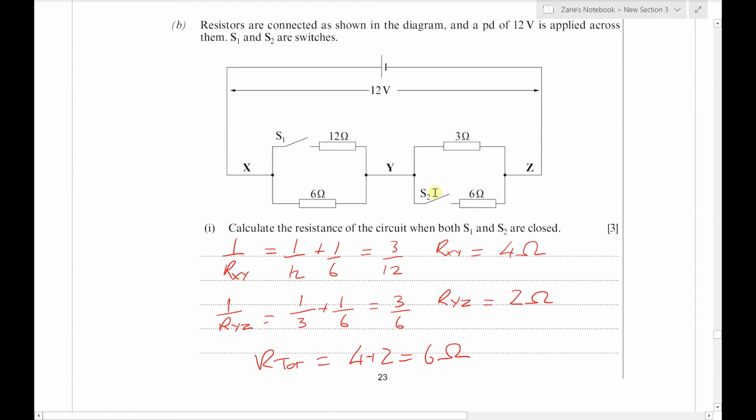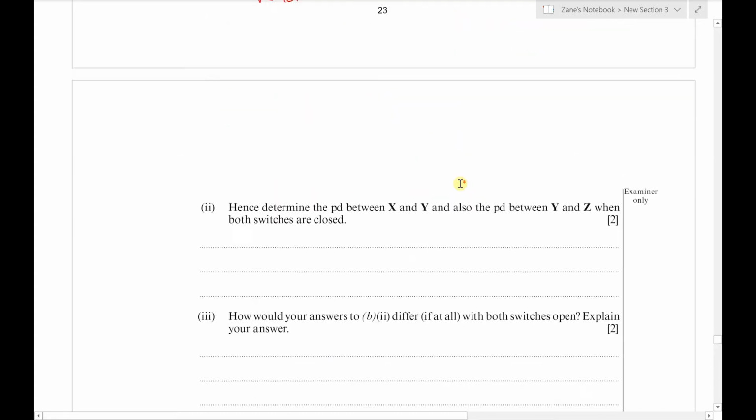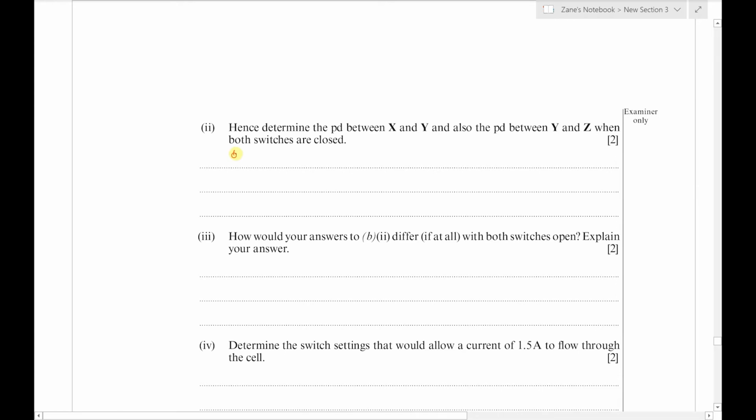Another way that we can do it, and the way that I'm going to do it here, is just to consider ratios of resistances. Between X and Y we've got 4 ohms, and between Y and Z we've got 2 ohms. That's a ratio of 2 to 1, which means that the potential difference of 12 volts across the whole circuit splits in a ratio of 2 to 1. Hence we can say that the PD between X and Y is going to be 2/3 of 12, which is 8 volts, and the potential difference between Y and Z will be 1/3 of 12, which is 4 volts. Any acceptable method is fine here.